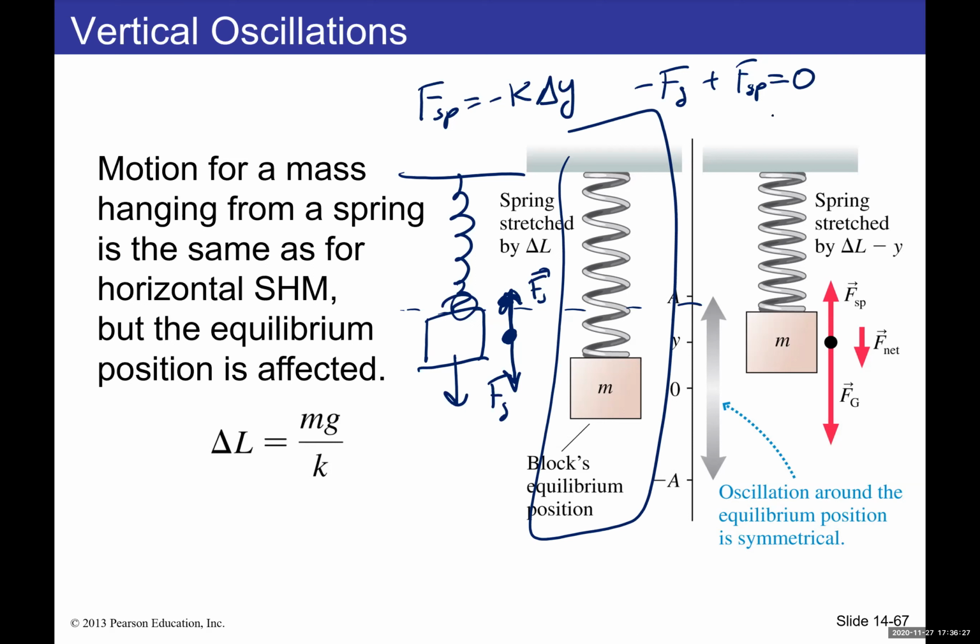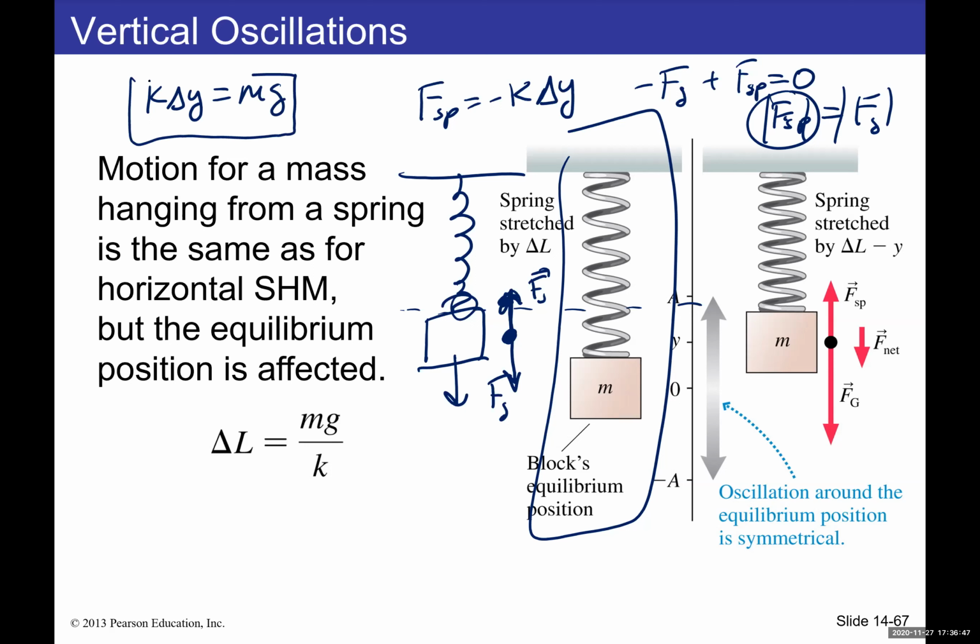In that case, I can say the spring force equals the gravitational force. Well, what is the spring force? It is k times delta y. Looking at their magnitudes, they are equal to one another. So the spring force is k times delta y, and the gravitational force is just mg. Then I can relate those and say delta L equals mg over k, or k equals mg over delta y.